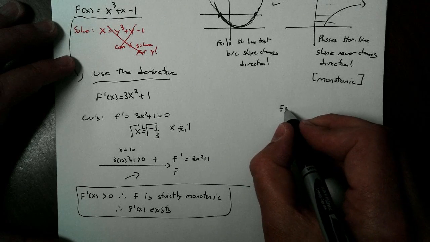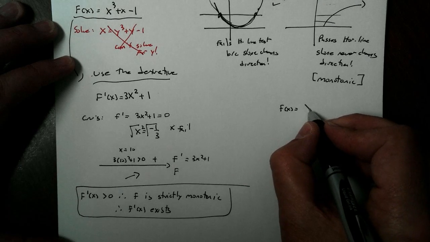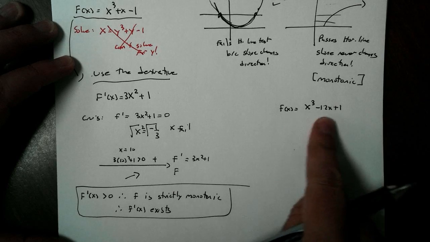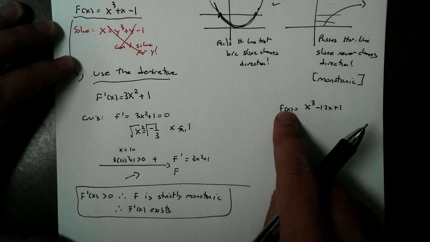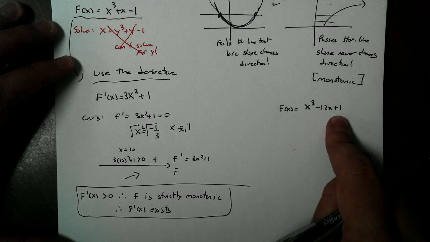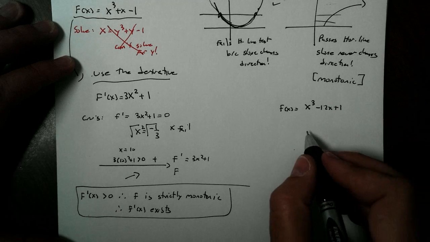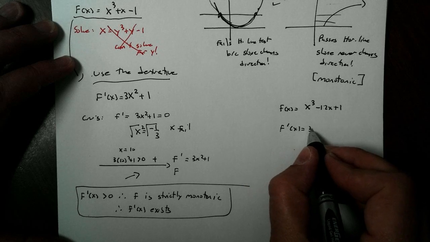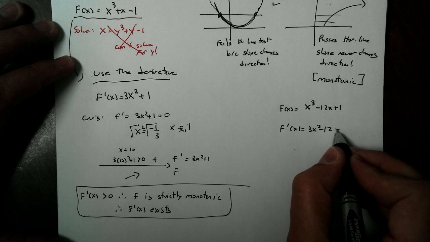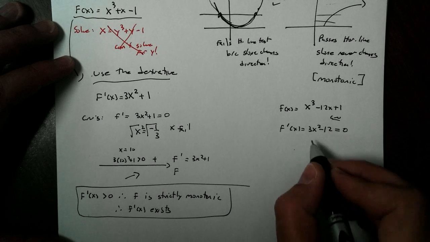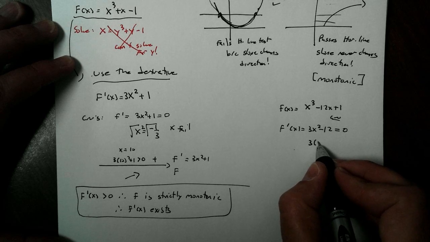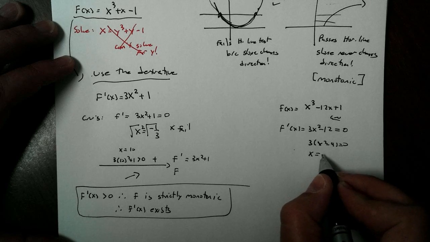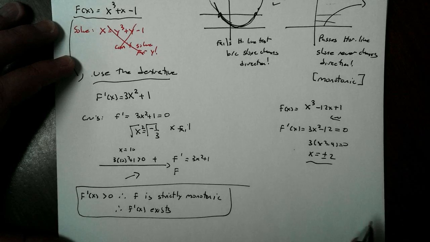So let's look at another problem. Let's look at something like this. x cubed minus 12x plus 1. Well, again, I can't solve this by hand, because if I did this, it would be x equals y cubed minus 12y. I can't solve this one. So if I take the derivative, we would get 3x squared minus 12. Set that equal to 0, get those critical numbers, and this becomes x squared minus 4 equals 0. So I get x equals plus or minus 2.